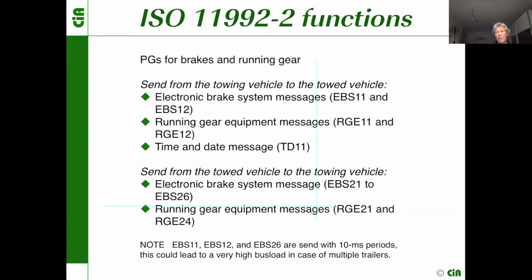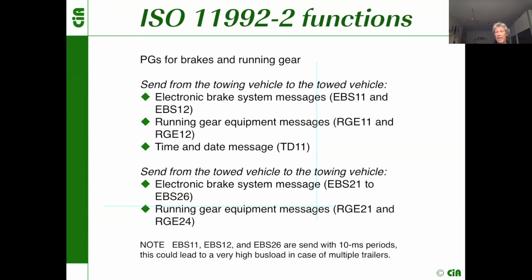And you see that always when we send from the towing vehicle to the towed vehicle, the 1 indicates that this is transmitted, and then the following is just a number. And we have the time and date message, which is TD11, sent to the towed vehicle. And from the towed vehicle, we send to the towing vehicle the response messages, electronic brake system messages EBS21 to EBS26, and running gear equipment messages RGE21 to RGE24.